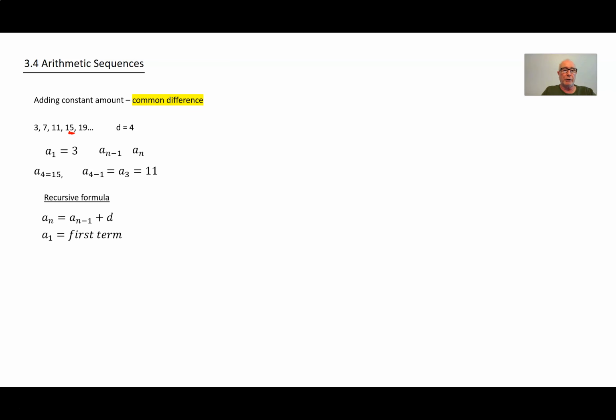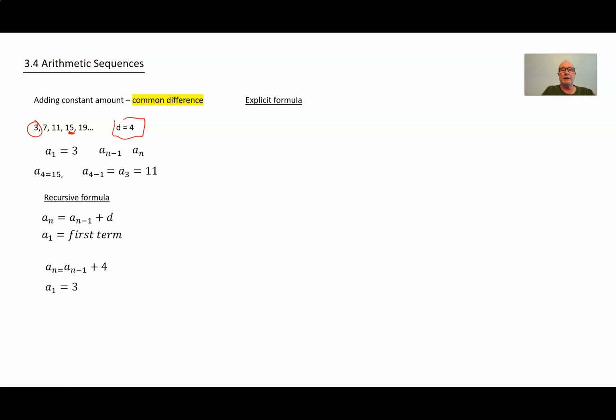So looking at our sequence, we can see that the first term is 3. We identified the common difference as 4. So writing our recursive formula, a sub n equals a sub n minus 1 plus 4, and then the first term, a sub 1, equals 3. So there's our recursive formula.